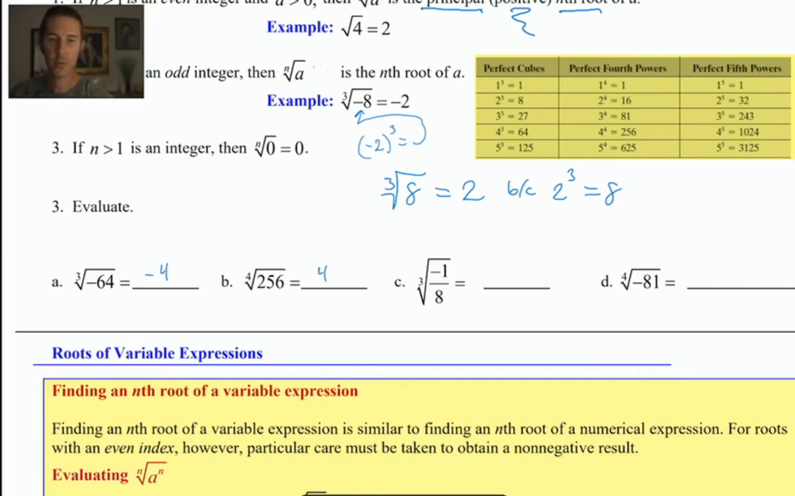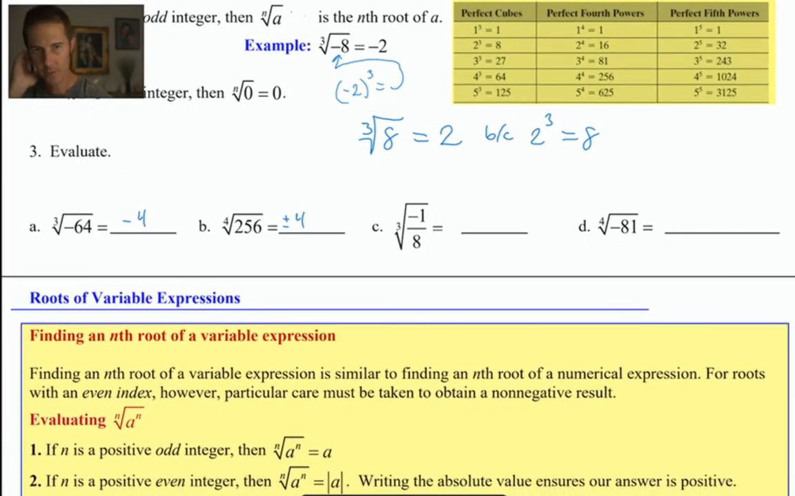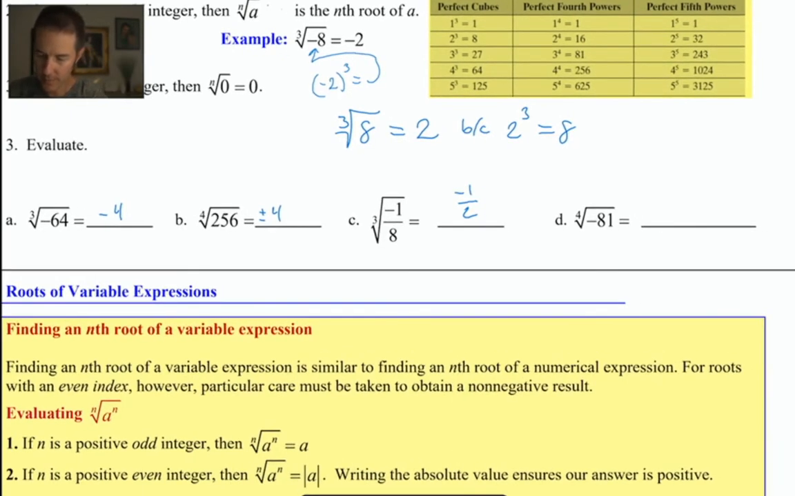Now that's the principal root. Is -4 to the fourth power also equal to 256? Yes. All right, so just be careful. I suppose we could put that the answer here is plus or minus 4, unless the rules change later, which they might. So just be aware that at the moment we're saying it's plus or minus 4, but things may change. Let me give you some more answers here. The answer to part C is -1/2. And the answer to part D is undefined.